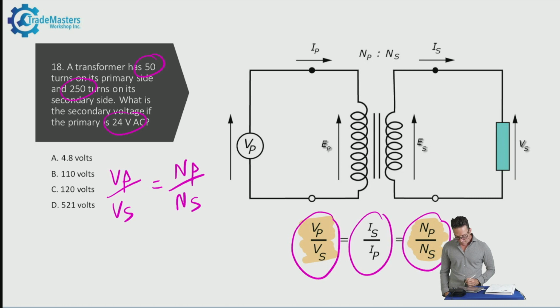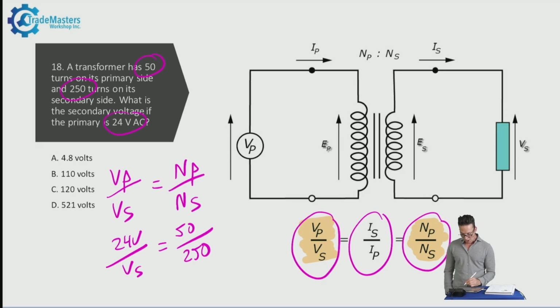So we want to know the secondary voltage. We are given the primary voltage. So 24 volts divided by the secondary voltage is going to be equal to the number of turns on the primary is going to be 50 divided by the number of turns on the secondary is 250.